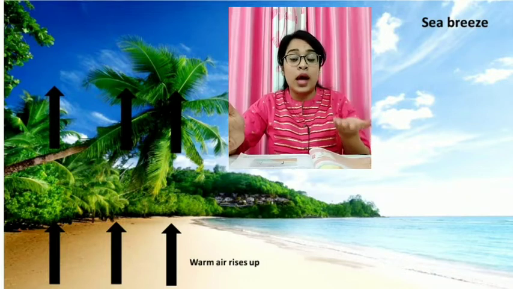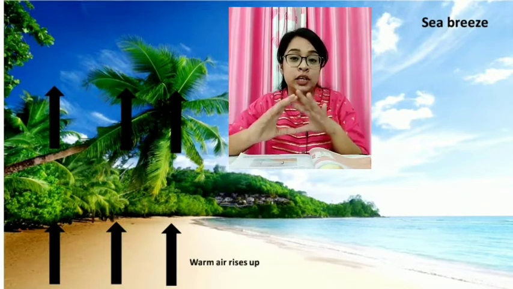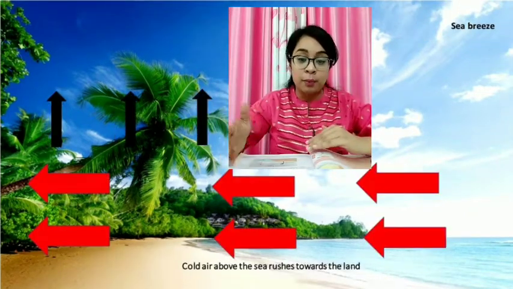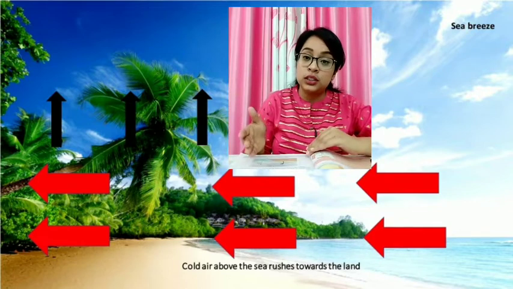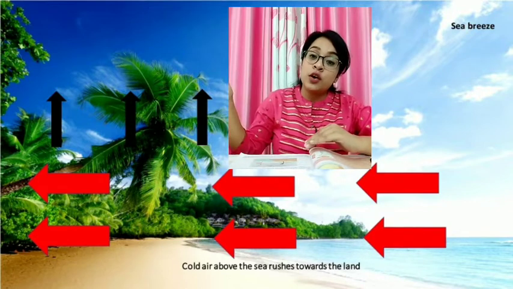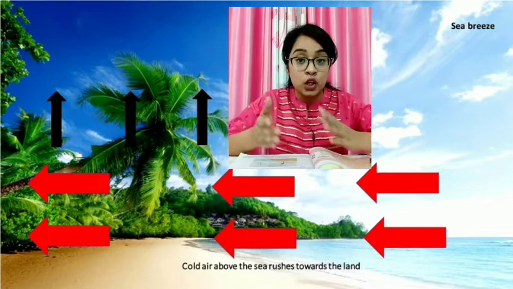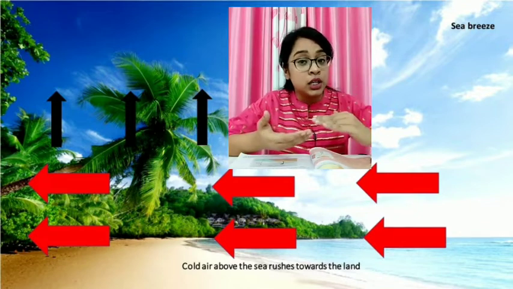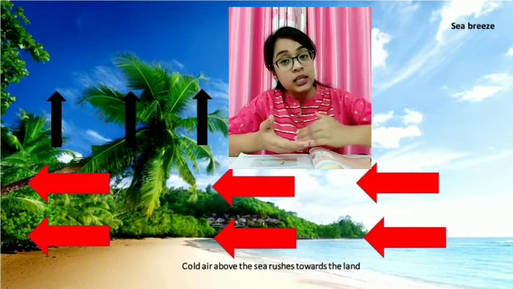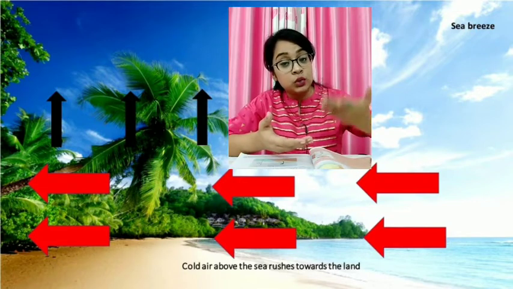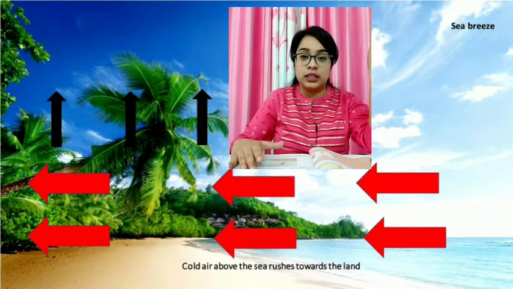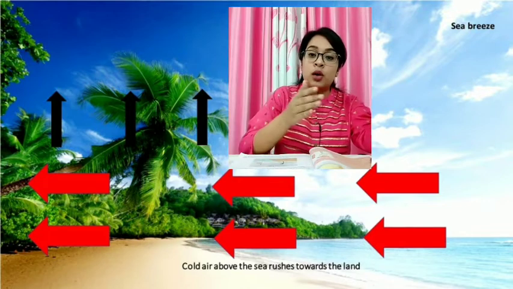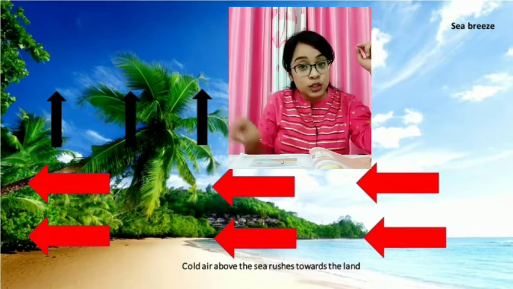When there is a vacant place created just above the sand, then what will happen? The cold air from above the oceans or sea will rush towards that vacant place in order to occupy it. Then that air will come in contact with the sand. Again it will be heated up. Again it will rise up, and again there will be a vacant place created. So the cold air above the sea will again rush to that vacant place. So it is a continuous process.